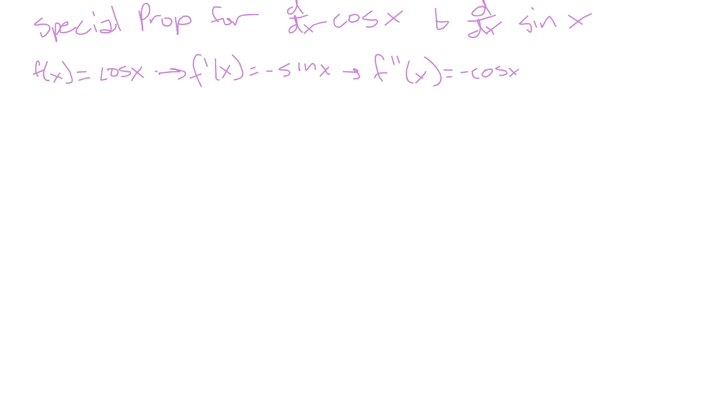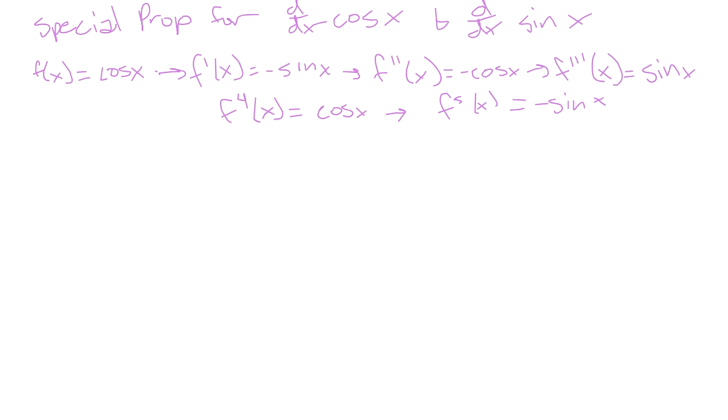We can keep going a little further and see that f triple prime is equal to sine of x. Then our fourth derivative can now equal cosine of x. If we derive this one more time, our fifth derivative is going to equal negative sine of x. So what actually happens when you derive your cosine function is it creates a cycle the more and more you derive it.